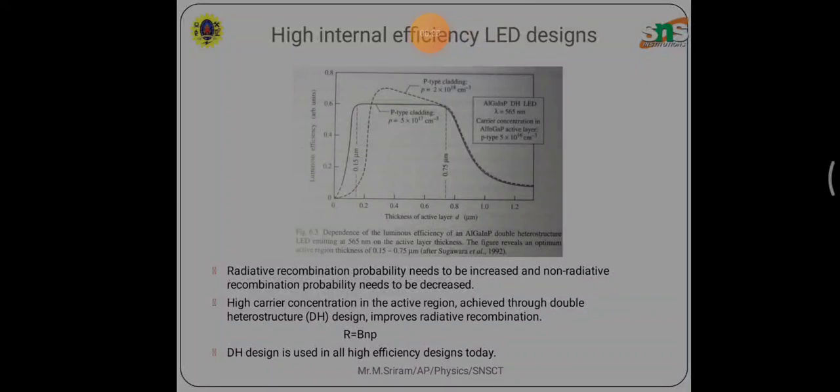So the radiative recombination probability needs to be increased and non-radiative recombination probability needs to be decreased. And high carrier concentration in the active region achieved through the double heterostructure design improves the radiative recombination. Therefore, R equal to B n p. So the DH design is used in all the high efficiency designs today.